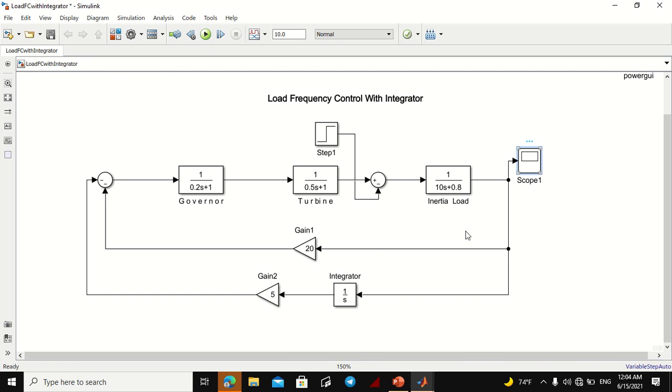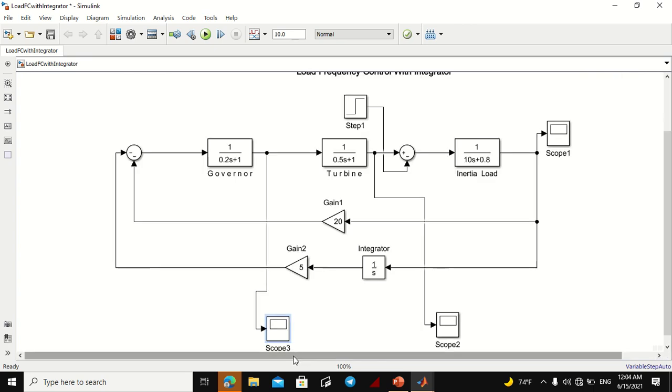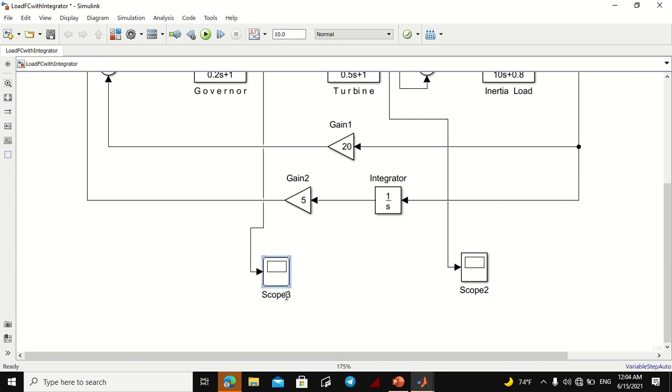Also we can get results for delta PV and delta PL. We can rename it as delta PV and delta PL.